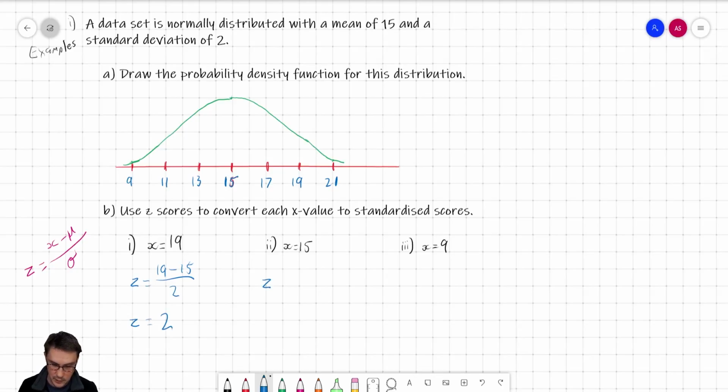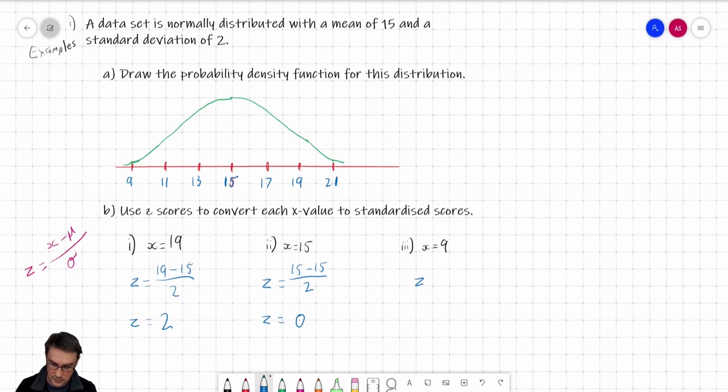Okay, for the second one now, again, applying the same concept. Effectively, we're just replacing the 19 with the number 15. It's 15 minus 15 over 2. Well, when we take away 15 by 15, we get 0. So 0 divided by 2 is 0. So we've got an answer, or a z-score, of 0 here.